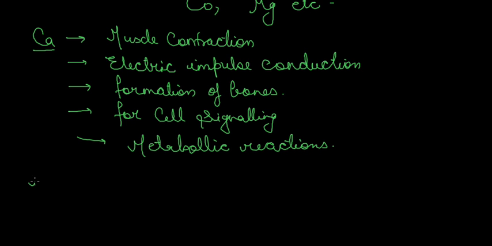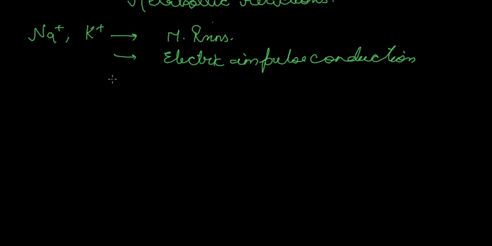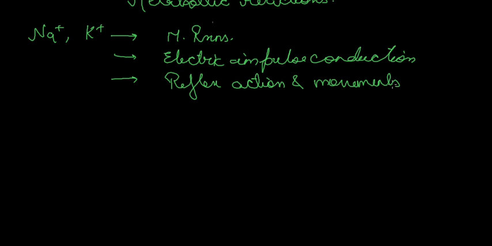Next, sodium ions and potassium ions are both required for metabolic reactions and for electric impulse conduction. They are also required for reflex action and movements in our body.